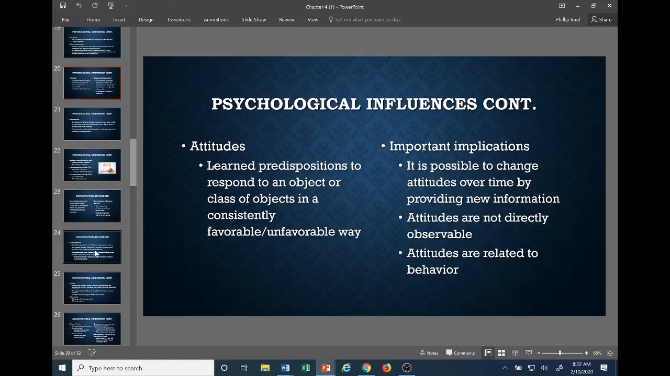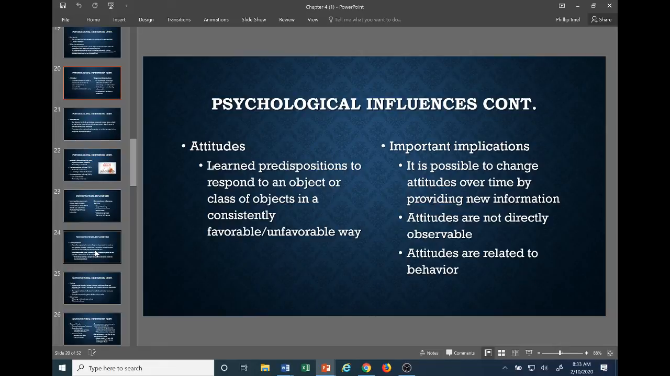So attitudes are obviously really important. Important implications. It's possible to change attitudes over time by providing new information. So maybe someone has an attitude towards soccer, they just don't care for soccer that much, maybe because they're just not that good at it. But if they practice and practice and start becoming more successful at the sport, then maybe their attitude towards the sport of soccer might change because they've actually become a better soccer player. So obviously, you can change people's attitudes over time.